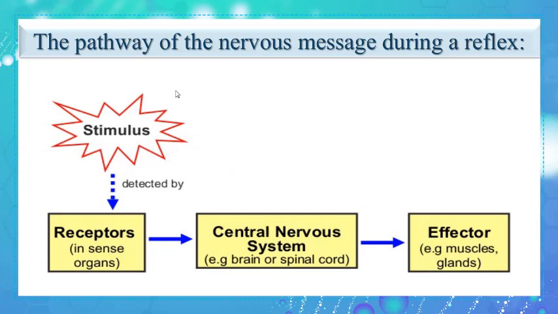At this moment, we can display the pathway of the nervous message during a reflex. Now, the receptors or sense organs detect the stimulus and send the nerve message to the central nervous system, basically to the brain or spinal cord, via the sensory neuron. And the central nervous system, in turn, sends the nerve message to the effector organs, which are basically muscles or glands, via the motor neuron. Follow up with me in this application.